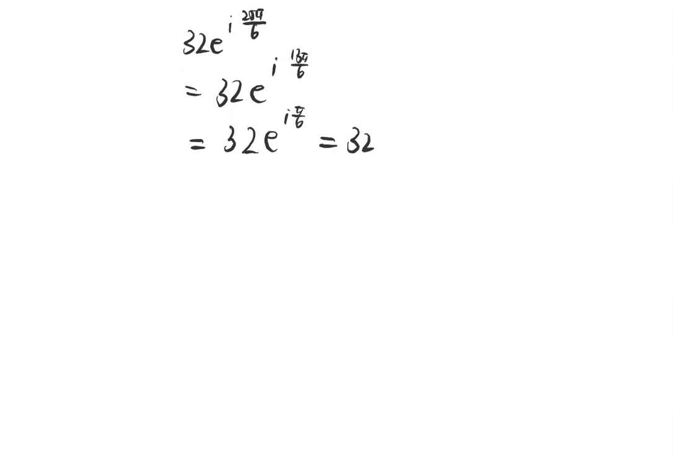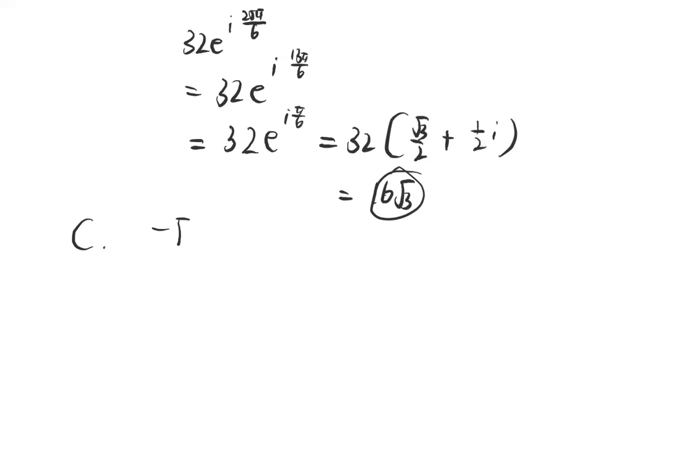And if we expand it into the cosine and i sine form, we get root 3 over 2 plus half i. So the real part will be 16 root 3. By the way, I forgot to tell you that when we're comparing in this problem, we're basically comparing which number's real part is the biggest. So we have 16 root 3 for B.